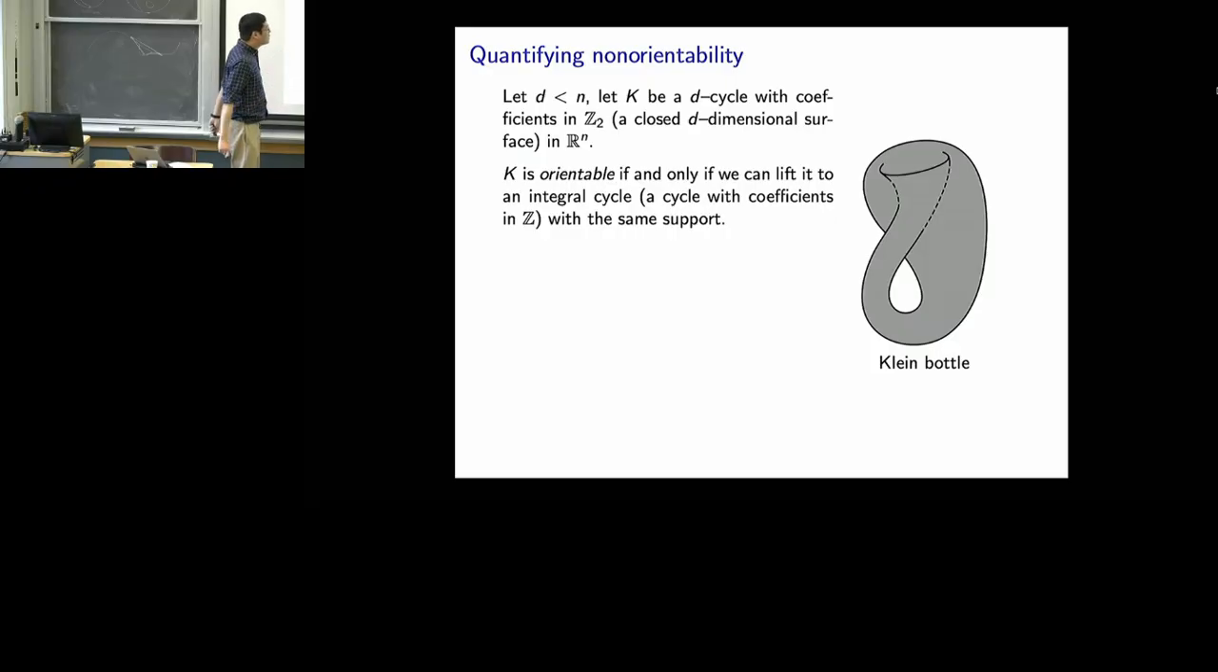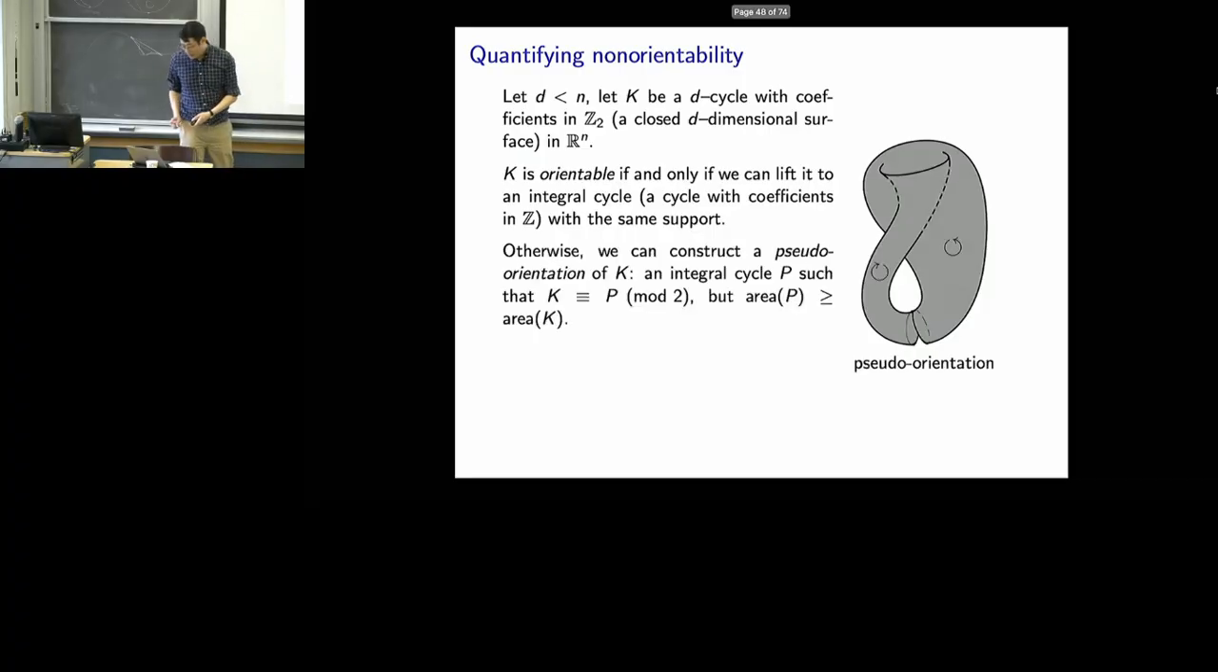The Klein bottle is not orientable, but we can construct a sort of pseudo-orientation of the Klein bottle. We can construct an integral cycle P, which is congruent to K mod 2, at the expense that we have to add to the area of the Klein bottle. Specifically, the Klein bottle is you take a cylinder and you glue the ends with a twist. If you cut that Klein bottle, you get the same cylinder again.